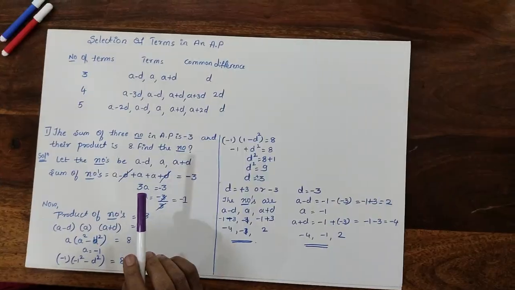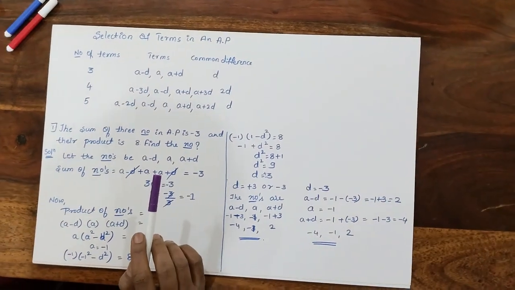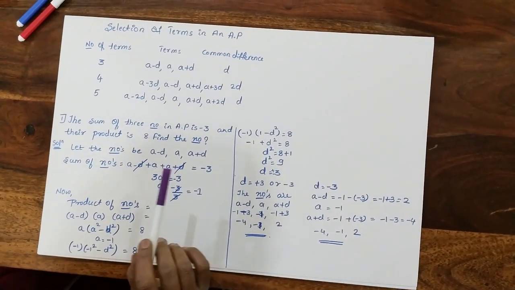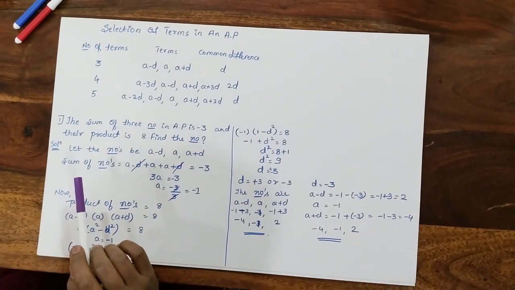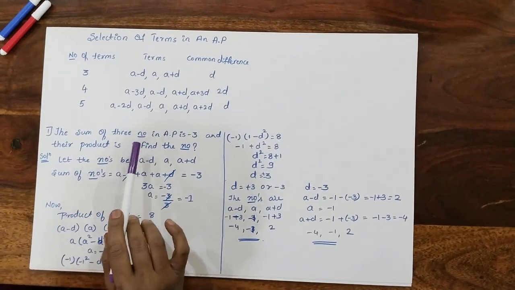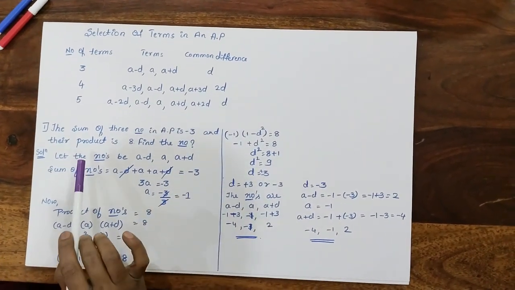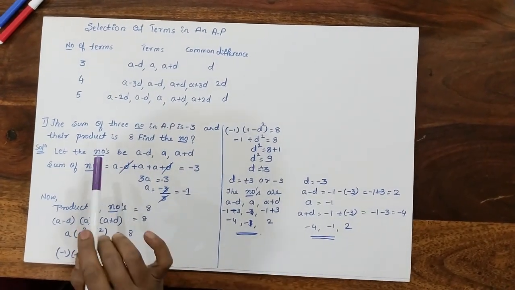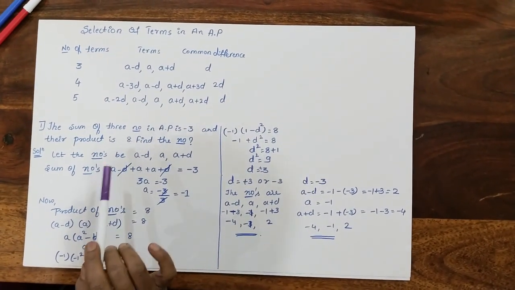I have selected the 10th standard Arithmetic Progression chapter. This is very useful for your board exams also. Usually students get confused whenever they get questions like the sum of three numbers in AP, the sum of four numbers in AP, and the product. That type of question confuses them.